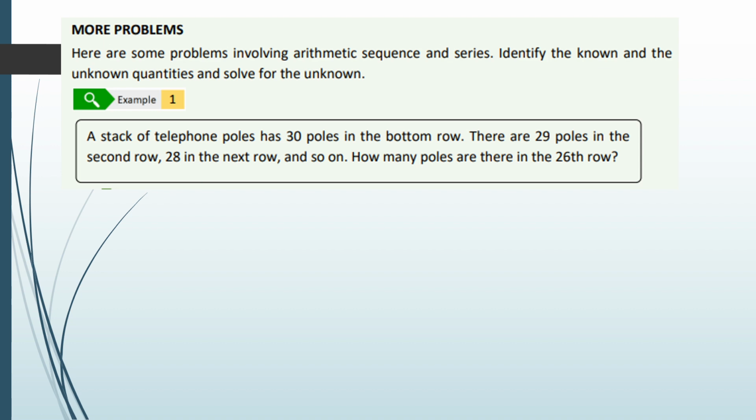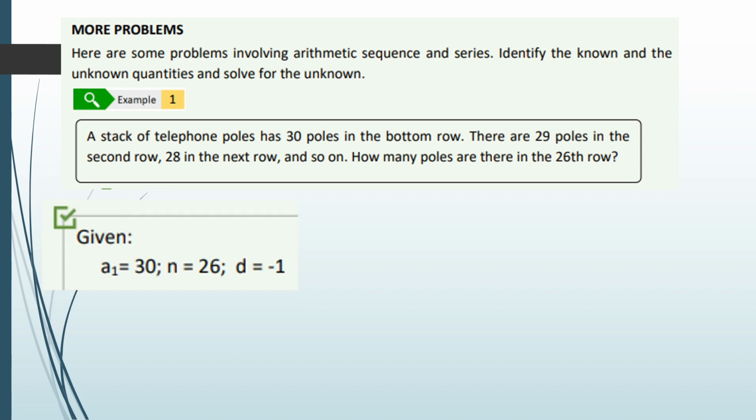So basically, the bottom is your first term. Also, when you stack items, or let's say blocks, most of the time you have to decrease the weight. Likewise, the number of poles will be decreasing as well. That's why in the bottom row you have 30 poles, then 29, 28. It decreases by one.